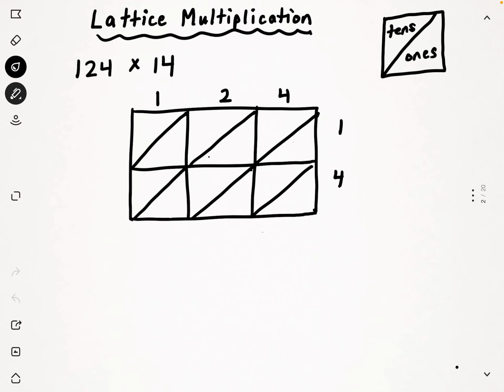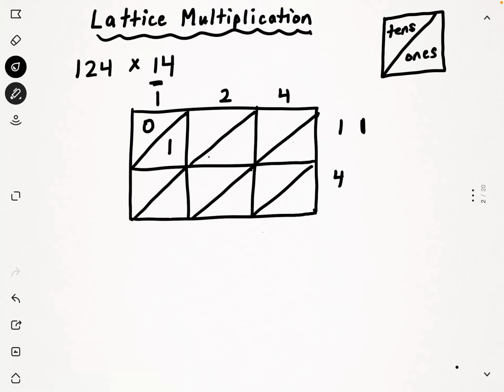And within each block, we have them separated by a diagonal line. So in the upper left corner, we put the tens digit. And if there is no tens digit, we put a 0. And at the bottom right, we have the ones digit. So we're just going to multiply length by width, so to speak here. We're just going to do 1 times 1. So I'm just doing 1 times 1 right here, which is 1. So I write 0, 1.